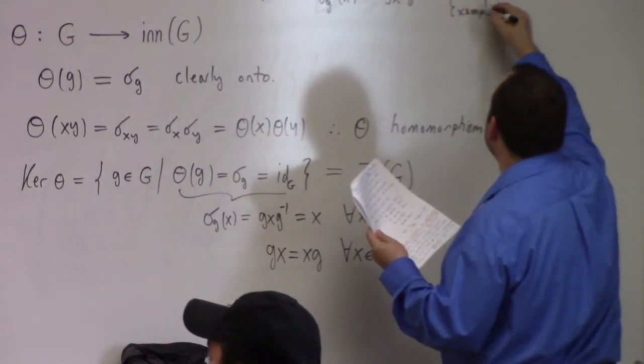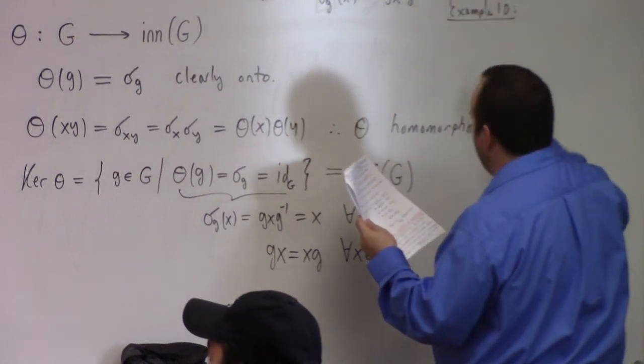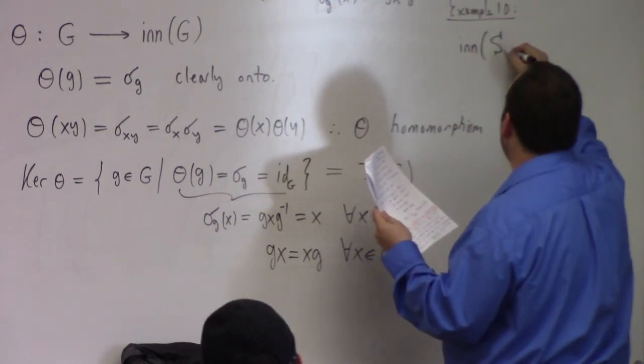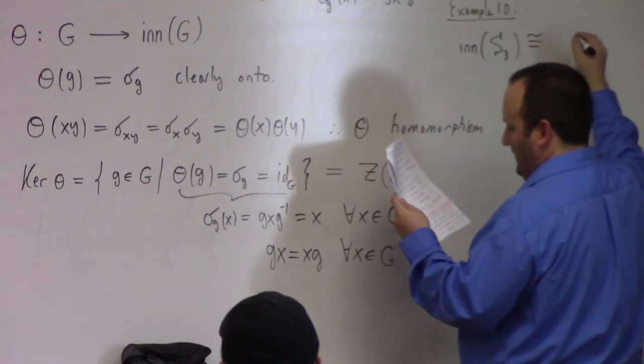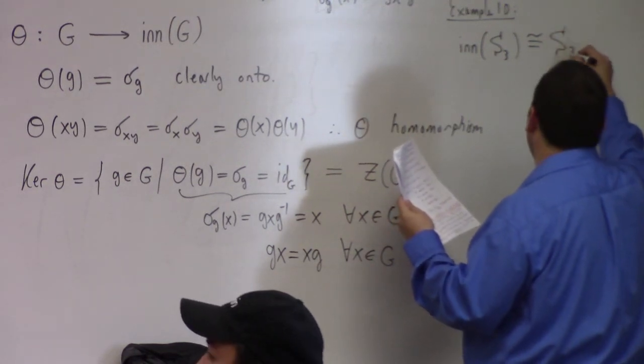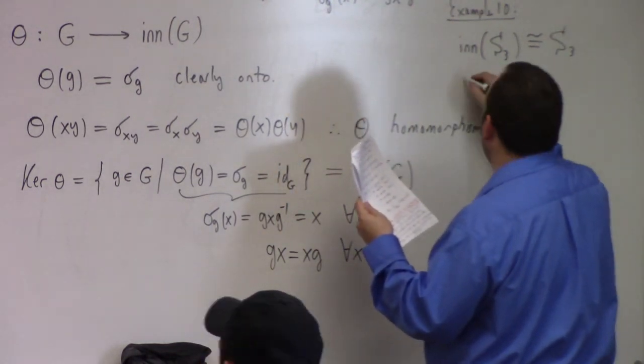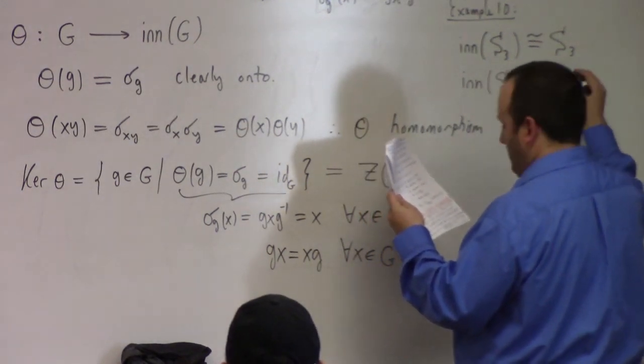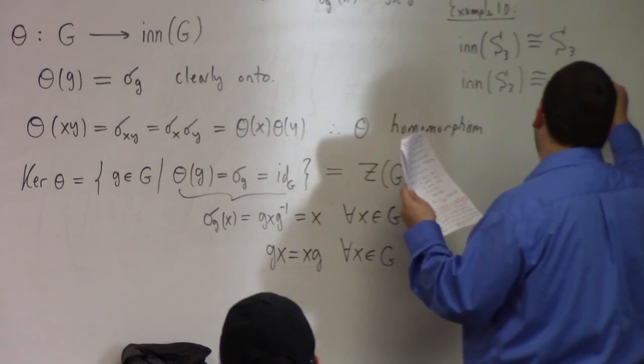Example 10. Here we have that the inner automorphisms of S3 are isomorphic to S3 itself. And so the inner automorphisms of S3 are isomorphic to the automorphisms of S3.